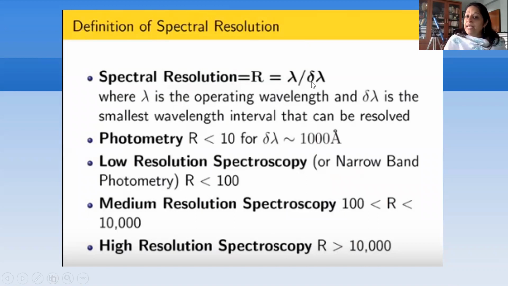So you want your d lambda to be as small as possible so that you can see a smaller variation in lambda, due to which you want your R to be large, right? So depending upon which instrument you're taking spectroscopic data from, you need to check what the resolution value is for that instrument to see what kind of spectra you are talking about.